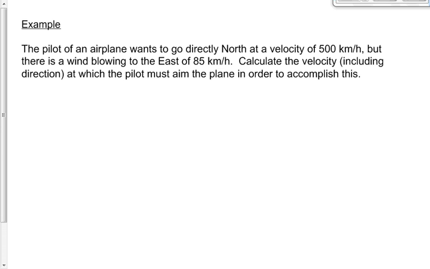Where do we have to aim here to end up going straight north? At what angle do we have to turn our steering wheel, basically, to go straight north? We want to go north. That's a solid or dotted line vector? No. That's a dotted line vector. That's where we go. We'll assume where we want to go is where we end up going. We're going to make that a dotted line vector. We want to go directly north at 500 kilometers per hour. There's a wind blowing to the east at 85. That's a solid line vector.